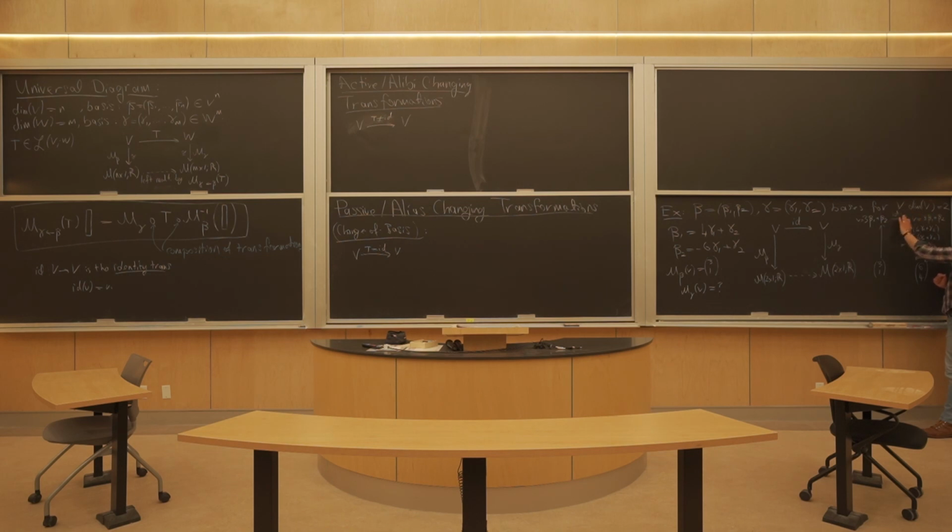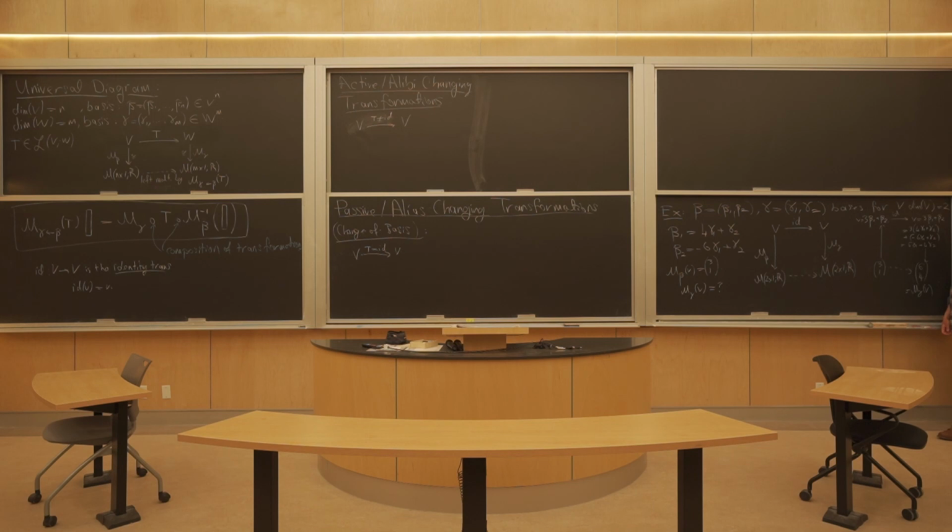So this is a passive transformation. Nothing is happening. It's the identity transformation. But somehow I'm getting different matrices for the same vector. The point is that I change the basis, of course. I'm changing my perspective as to how things look. And now I want to figure out, we did figure it out. There you go. So this right here is this.